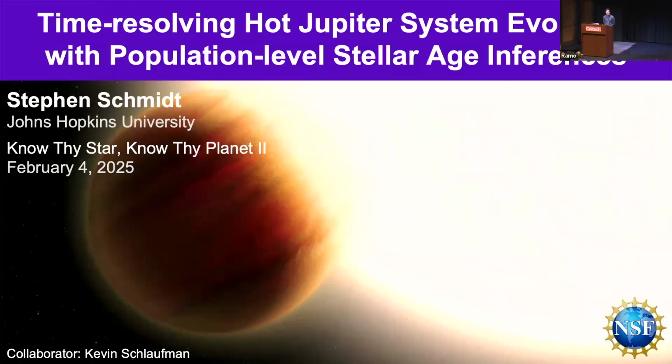Hi, everyone. I'm Stephen Schmidt. I am a third-year PhD student and NSF Graduate Research Fellow at Johns Hopkins University. And today, I'll be talking to you about how I've calibrated the relationship between age and velocity dispersion in the solar neighborhood, and how I've used that to gain some insight into the formation mechanisms for hot Jupiters.